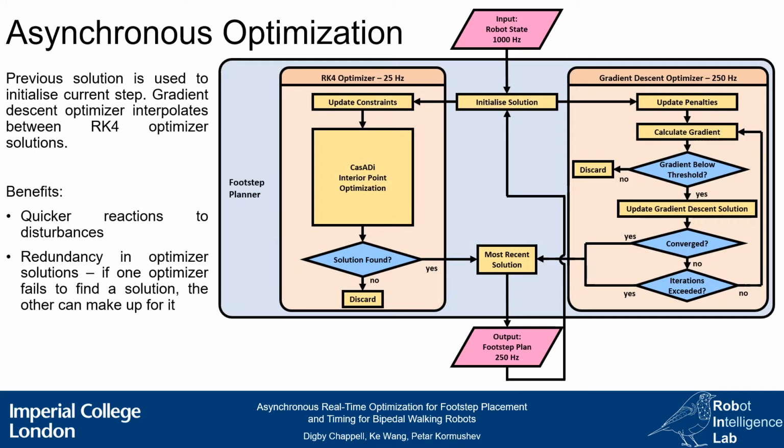To combine the two optimizers, they are run in parallel. Each optimizer is initialized with the latest solution and robot state. This essentially allows the gradient descent optimizer to interpolate between RK4 optimizer solutions, giving quicker reactions to disturbances. Another major benefit is that there is redundancy in optimizer solutions. If one optimizer fails to find a feasible solution, the other can make up for it.